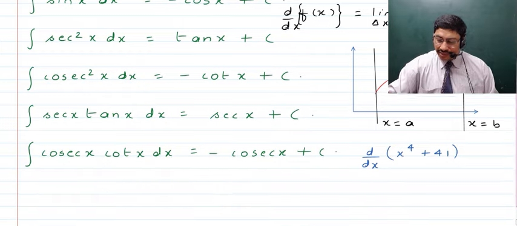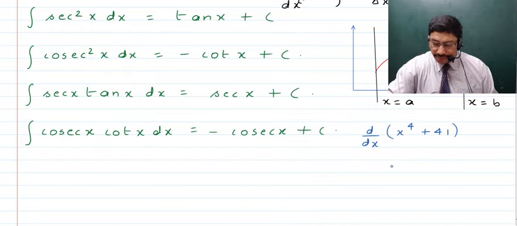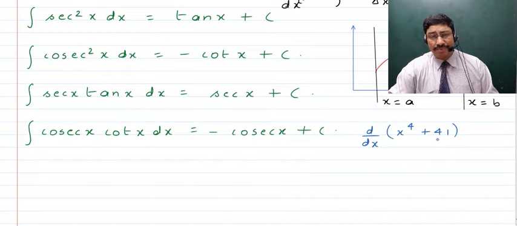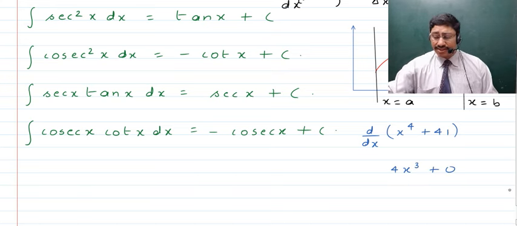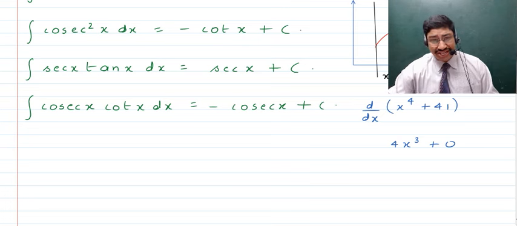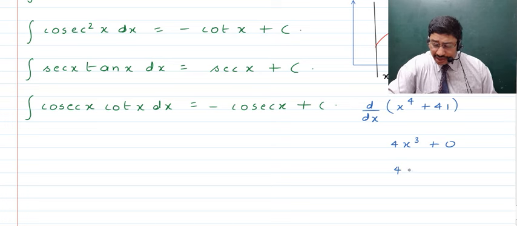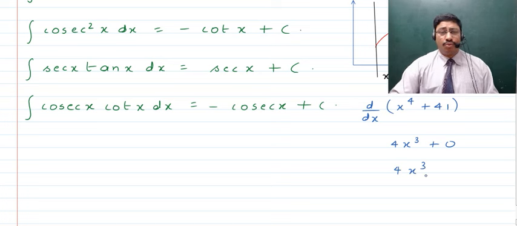And now, children, if you were to differentiate this, I'm sure you know that the derivative of x raised to the power n will be n times x raised to the power n minus 1. As such, this is going to be differentiated to be 4x cube, and as the derivative of a constant is 0 because it doesn't change for the change in the values of x, that is the reason why it will become 0. So only 4x cube will remain.